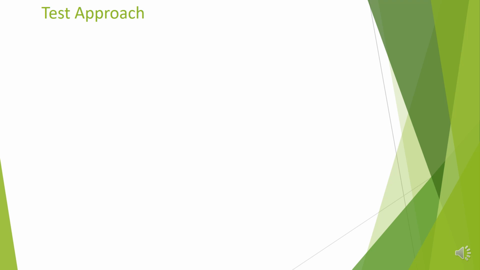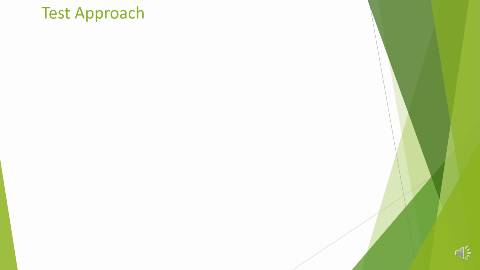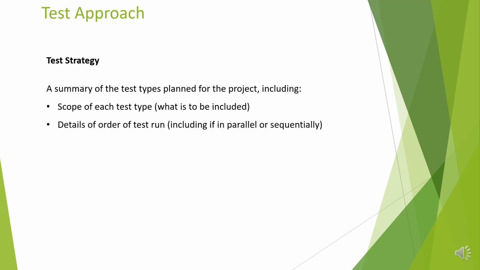The next section in the test approach document is application interfaces. Under this section, we need to provide the details of applications and programs that are required for the testing. The next section in the test approach document is test strategy. Under this section, we need to mention the scope of each test type, details of order of test run, and responsibility for each type of testing.